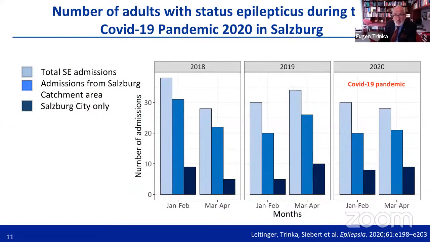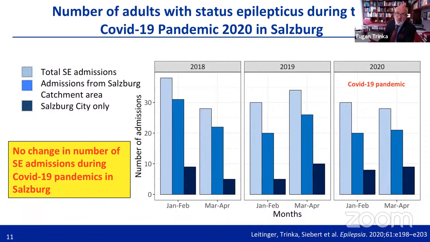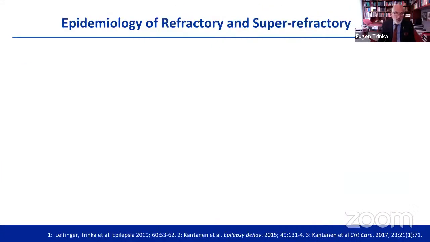During the COVID pandemic in Salzburg last year, we looked at the incidences from our area, the total admissions, and Salzburg city inhabitants, and there was no increase or decrease during the pandemic, which is kind of reassuring, in that these people are still coming to the hospital. And there is, of course, a different situation in stroke and in oncology, where people stayed away from hospital.